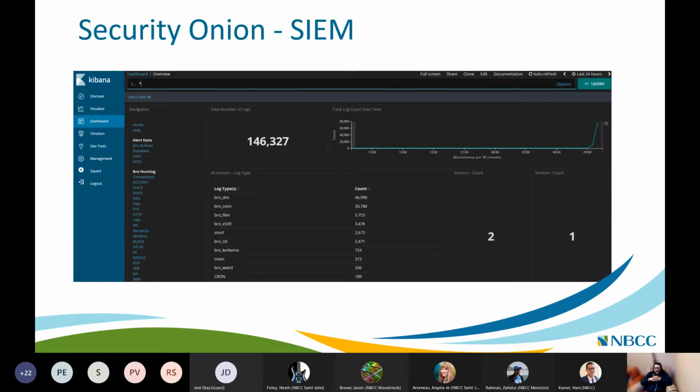Here we have the Security Onion. This is another SIEM, just another version of a SIEM, but we do go over those as well, just to give you a little bit of overview of what's a little different than the other ones, so that you can say that you have tried and worked with different types of SIEMs.